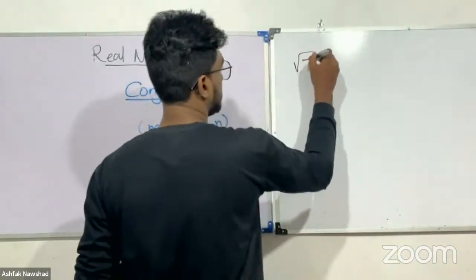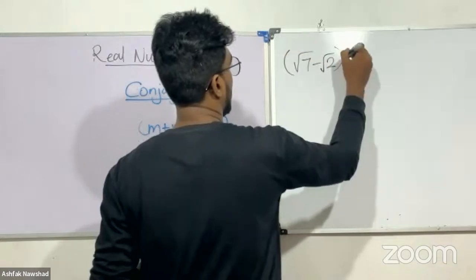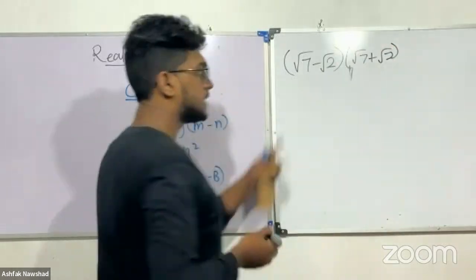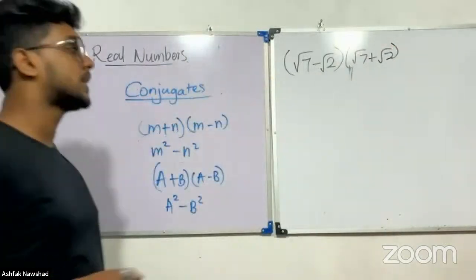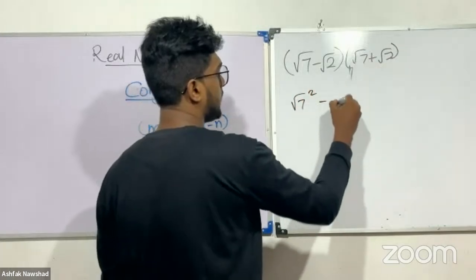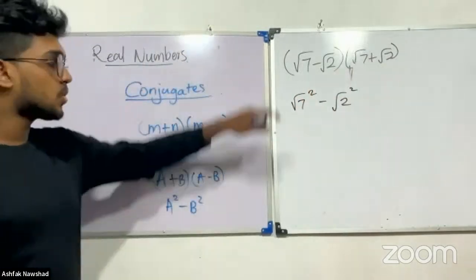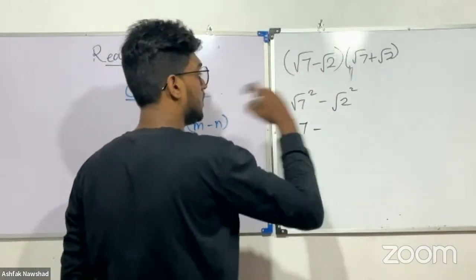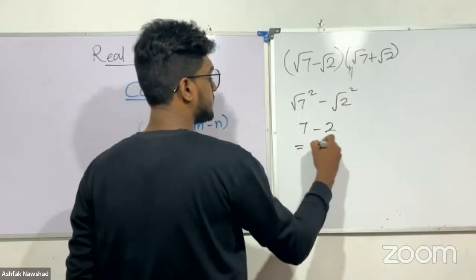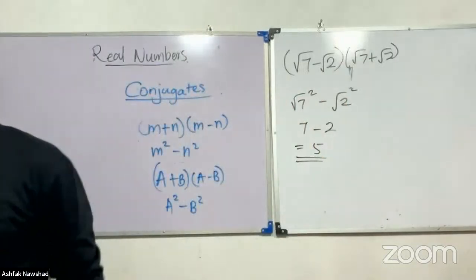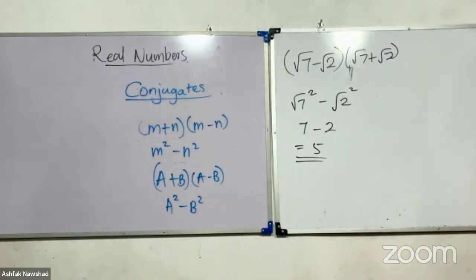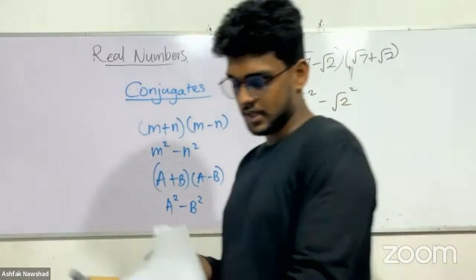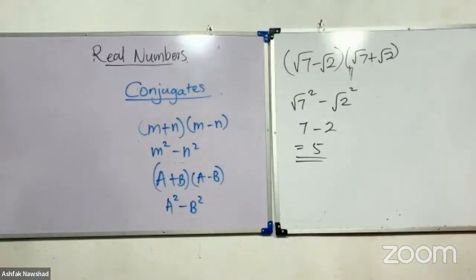If I write root 7 minus root 2 and root 7 plus root 2, these are conjugates, right? If I multiply these conjugates, I'll end up with root 7 squared minus root 2 squared. We know square and square root get cancelled, so root 7 squared is just 7, minus root 2 squared which is just 2. The final answer is 5. Is that clear? So we normally use conjugates for multiplication.